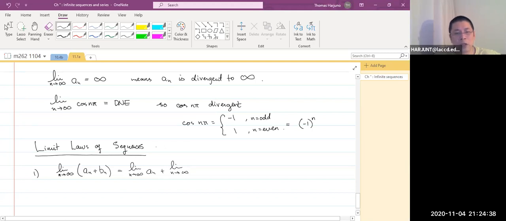Actually, I need to say if a sub n converges to, let's say, A, and b sub n converges to B, then the limit of the sum equals the sum of the limits, which will give us A plus B. Actually, it works the same way if it's minus.